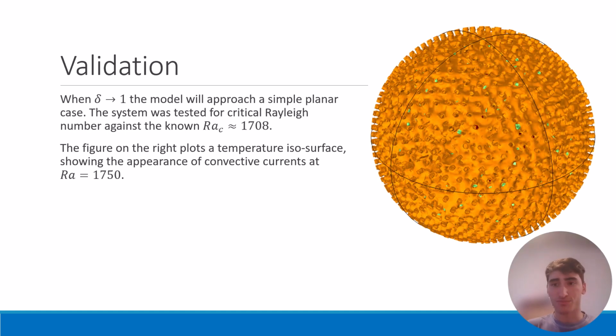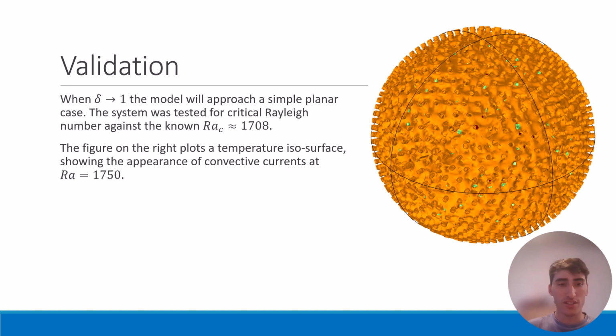To validate this model, simulations were conducted at a delta value of 0.95, as when delta approaches 1, the model resembles a simple planar case, as the surfaces get very close together. At which point the critical Rayleigh number for the onset of convection is very well documented at 1708. At Rayleigh numbers below this threshold, the system is expected to remain stable with pure conduction, exhibiting a linear vertical temperature profile and a Nusselt number close to 1. As the Rayleigh number exceeds this number, buoyancy-driven convection should initiate, leading to flow patterns and increased heat transfer.